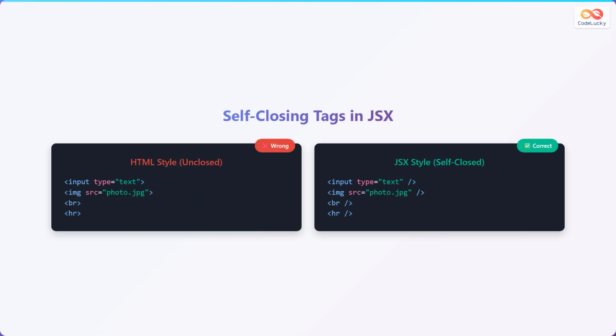In JSX, all tags must be properly closed. Unlike HTML, self-closing tags like input, img, br, and hr require a / before the closing bracket. This ensures that the JSX is valid and can be correctly interpreted by the compiler.